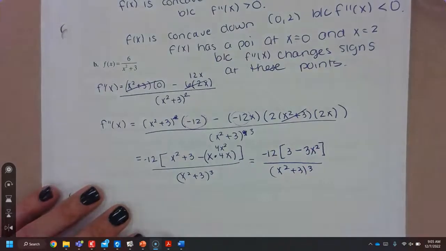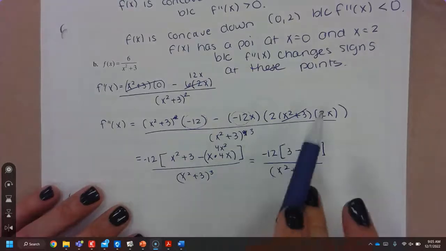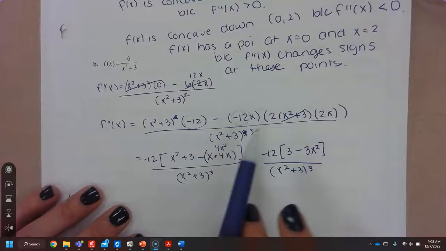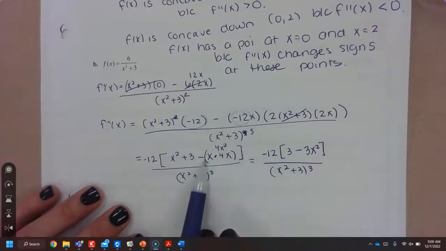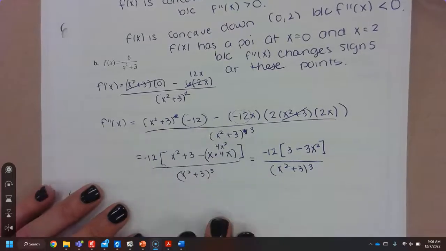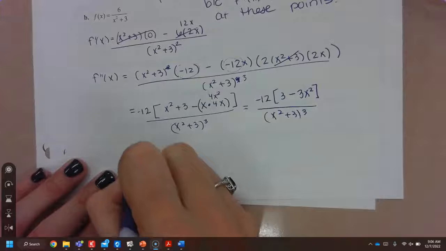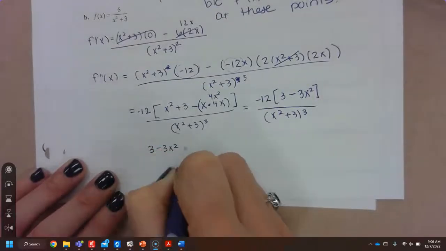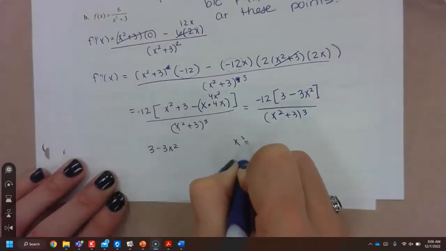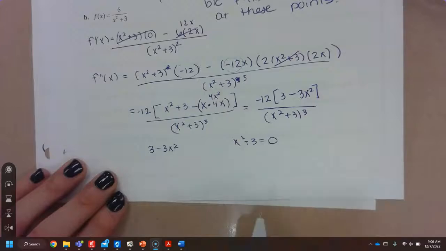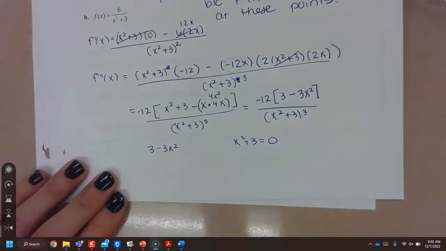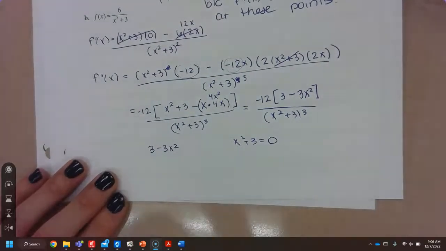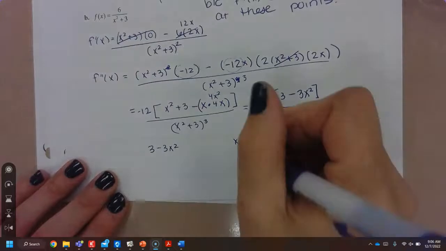So negative 12 times 3 minus 3x squared all over x squared plus 3 cubed. Set the top equal to 0. Set the bottom equal to 0. We know anything cubed is going to be cube rooted. We know the cube root of 0 is 0. So I kind of null and void that step.